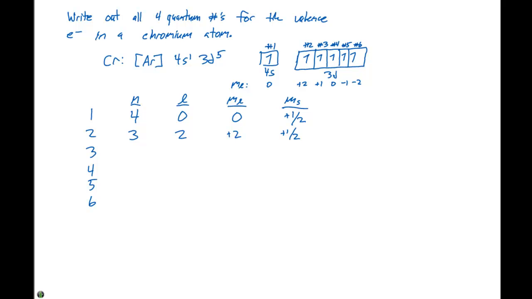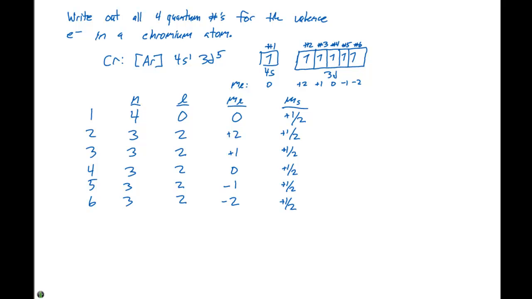Okay, so for electrons 3, 4, 5, and 6, they're all going to be in a 3d orbital. So n is going to be 3, l is going to be 2 for each of these electrons. All of them are going to have a plus 1/2 spin. And the differentiation between each of these electrons is going to be where in that d orbital these electrons are. So we're going to have plus 2 for the first electron, plus 1 for the second, 0 for the third, minus 1 for the fourth, and minus 2 for that fifth electron in each of those d orbitals.